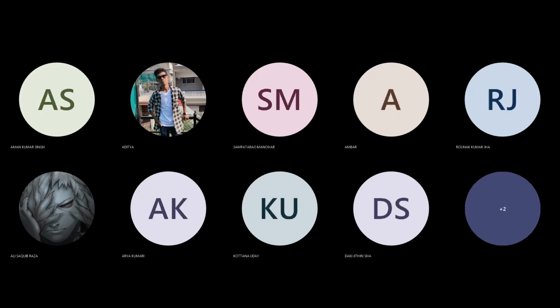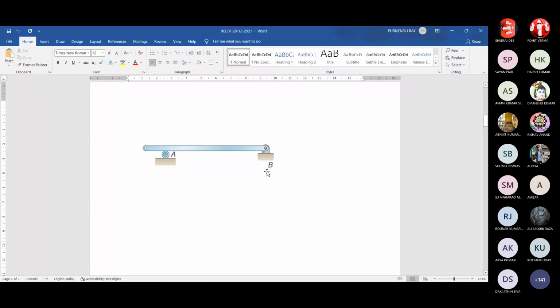Component of reaction at B. So how many independent reaction components are developed? 3. One general inclined reaction at B, one vertical reaction at A, and one inclined applied force at any location of this horizontal member. Now, how many forces are acting there in the system? 3 forces are acting.